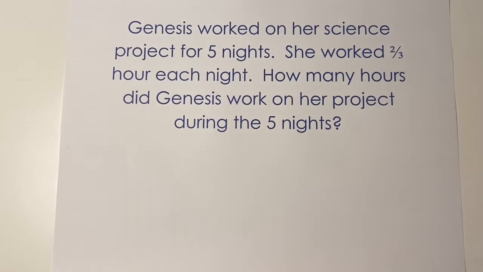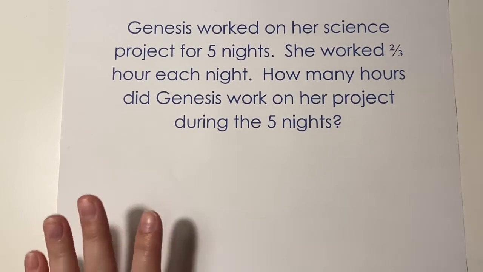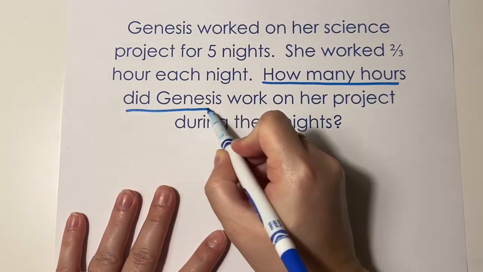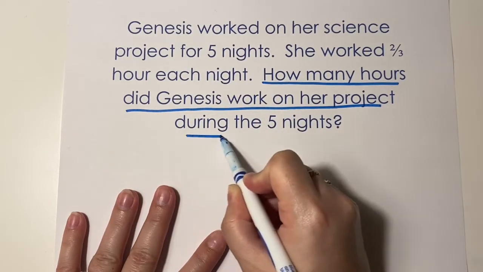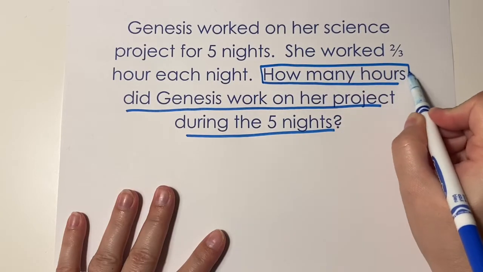Okay, now let's look at this problem. Genesis worked on her science project for 5 nights. She worked 2/3 hour each night. How many hours did Genesis work on her project during the 5 nights? Okay, so let's look at our question. How many hours did Genesis work on her project during the 5 nights? So my question is asking me for how many hours.